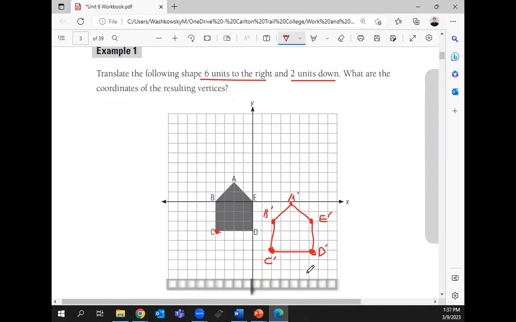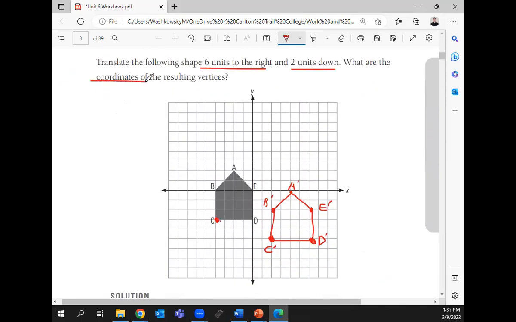Now, it wants us to know the coordinates of these vertices. That's the fancy way of saying where the points are, right? If it's asking you that, what you simply put is, I know that A prime is 1, 2, 3, 4. It's 4 on my x-axis. We have to name all of those? Yes, yeah.